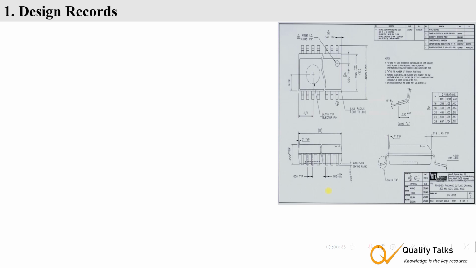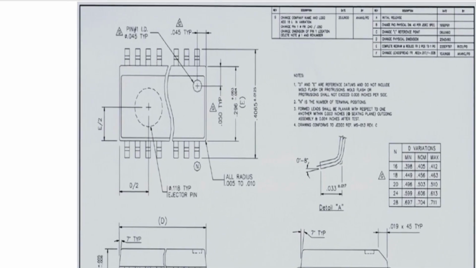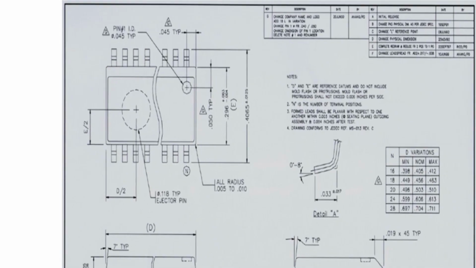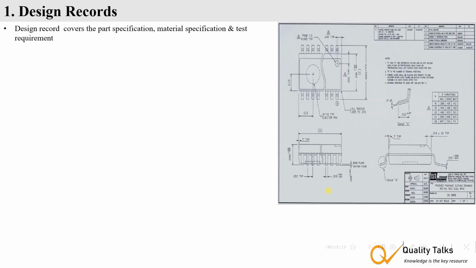Design record is nothing but a drawing of the part for which PPAP is to be performed. Here we have shown one example of a design record. It is an engineering drawing where part specifications are shown. Design record covers part specification, material specification and test requirements. We discussed it is an engineering drawing for the part.